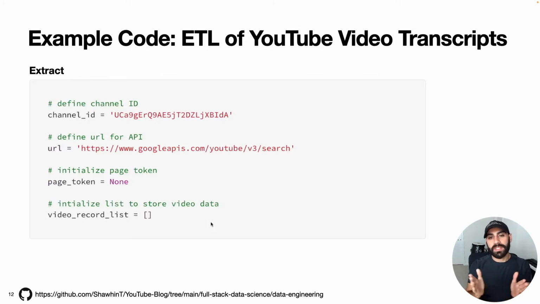We're going to start with the extract process. So first I define my channel ID. Then I'll define the URL for YouTube's search API. So it's pretty simple. Just googleapis.com/youtube/v3/search. Next, I initialize a page token, which we'll see why this is important in the next slide. And then I will initialize a list to store data for each of the videos.